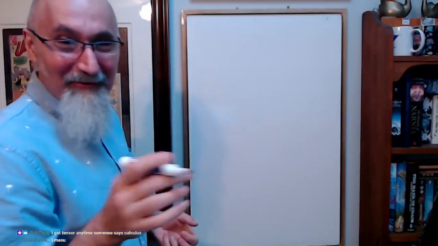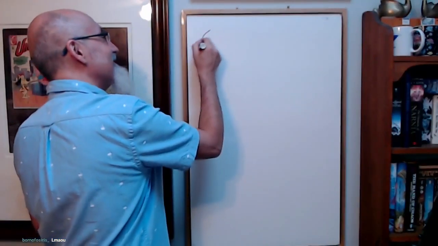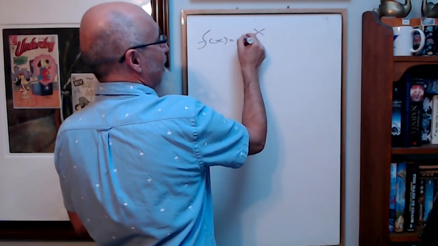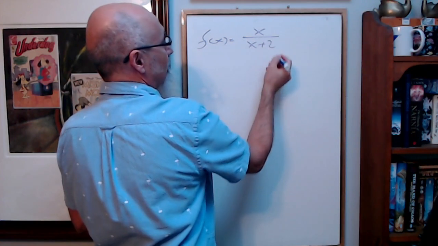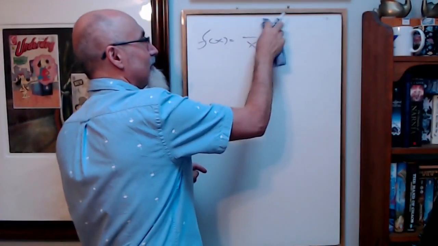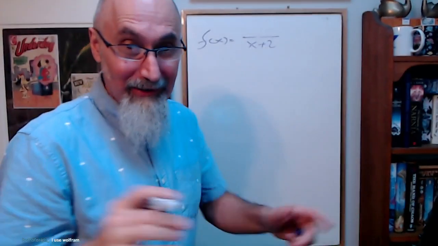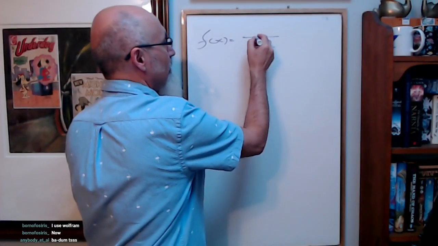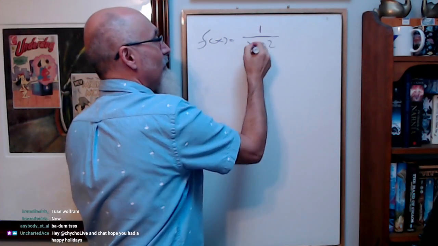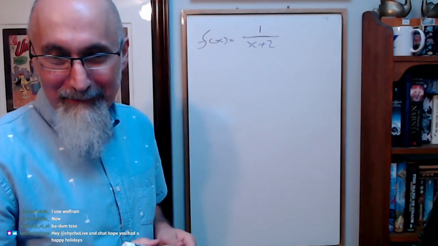Let's graph the following function. f of x is equal to, let's go x over x plus 2. Do we want x over x plus 2? No, let's go 1 over x plus 2. Let's make it simple. We just want to look at the limits, right? So we're going to go, I wrote down x again. Let's go 1 over x plus 2, right?